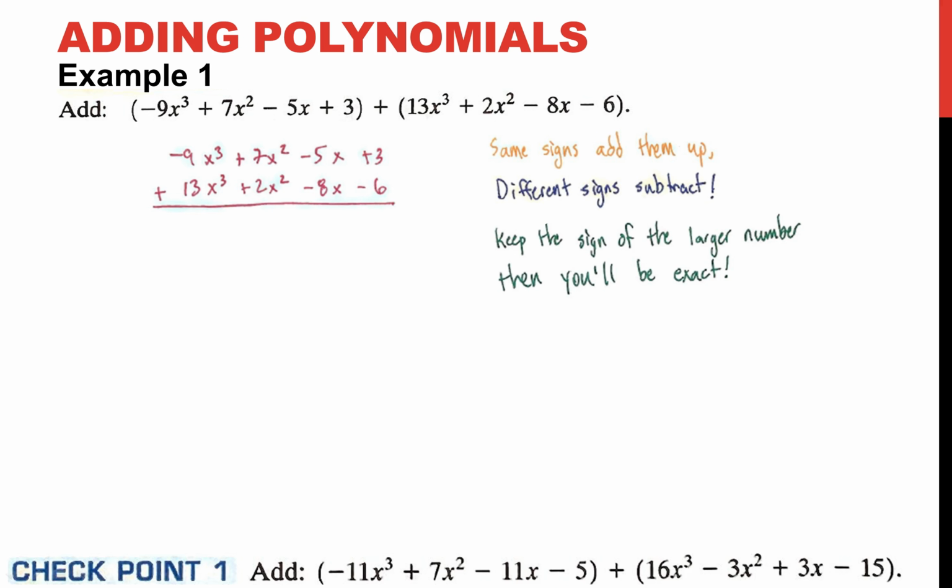And that's what we're going to do. The 9 and 13 are different signs, so I subtract. 13 minus 9 is 4, so it'll be 4x cubed. These are the same signs, so I add them up. 7 plus 2 is 9x squared. These are the same signs, so I add them up. That is 13x, and the larger number is negative, so it's negative 13x. And then I have 3 and negative 6, and those are different signs, so different signs I'll subtract. 6 minus 3 is 3, and the larger number is negative. So my answer is 4x cubed plus 9x squared minus 13x minus 3.